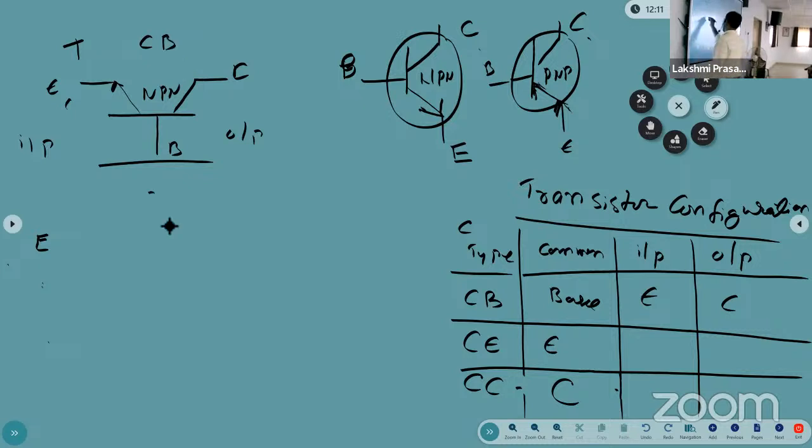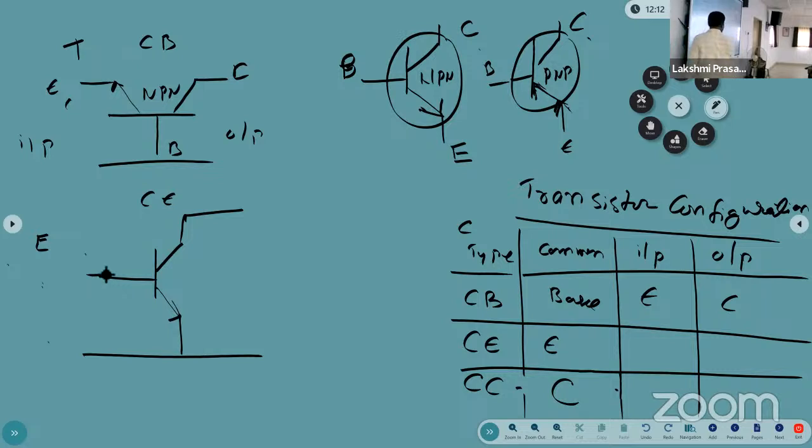The next one is common emitter configuration. Now you can take the emitter as the common. Emitter is common, so the common terminal you can write like this. And this is the output and this is the input. This is the input circuit, output circuit. And here, what is the input? Base and collector. So base is the input and output is collector.